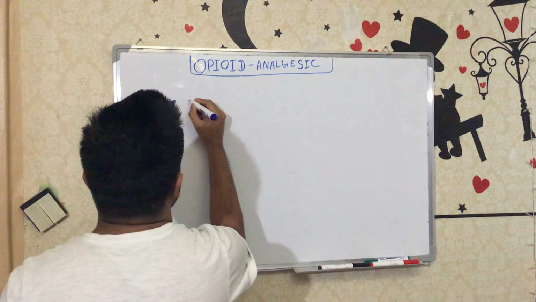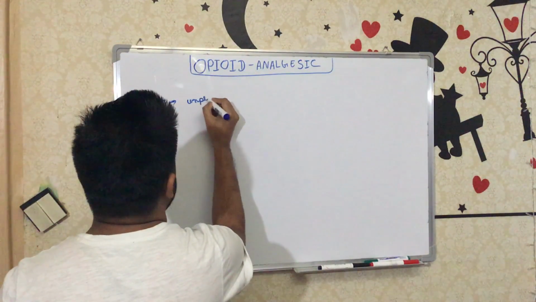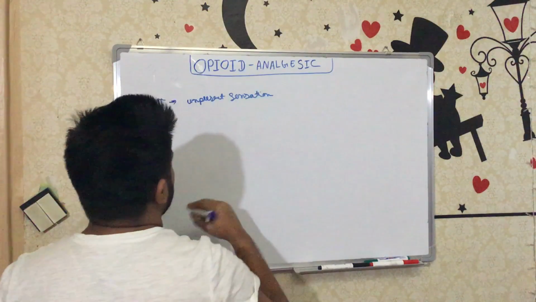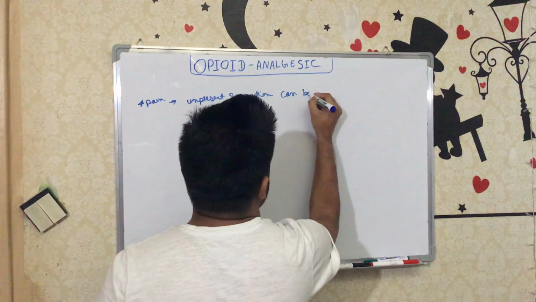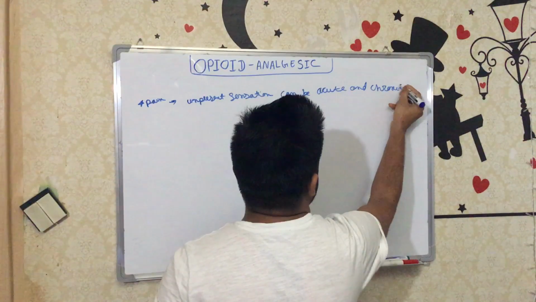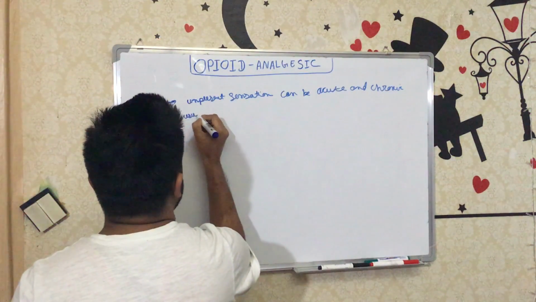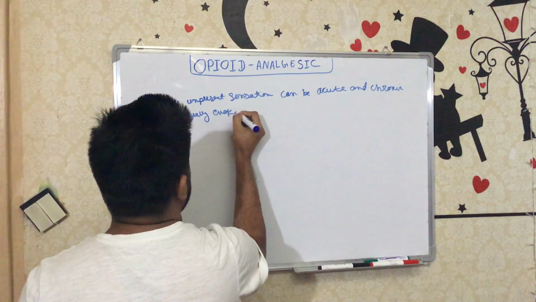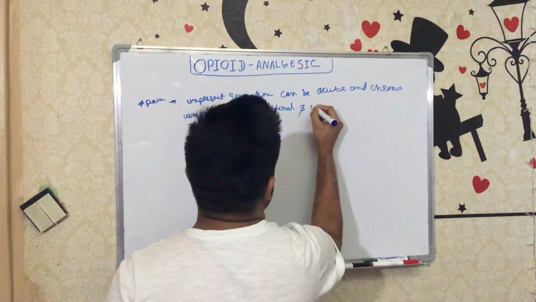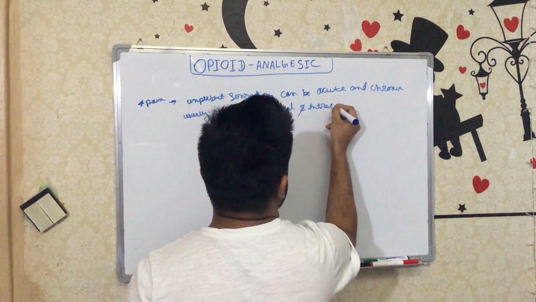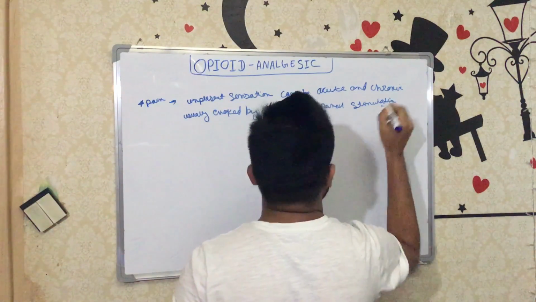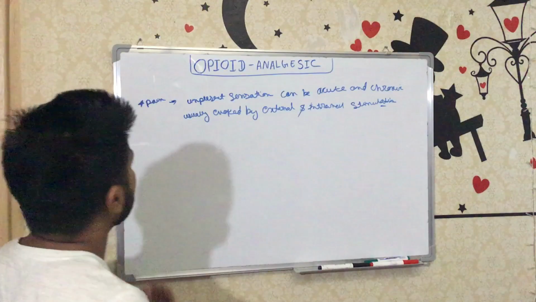So pain is an unpleasant sensation which can be acute and chronic, usually evoked by external and internal stimulation. So this is the definition of pain.